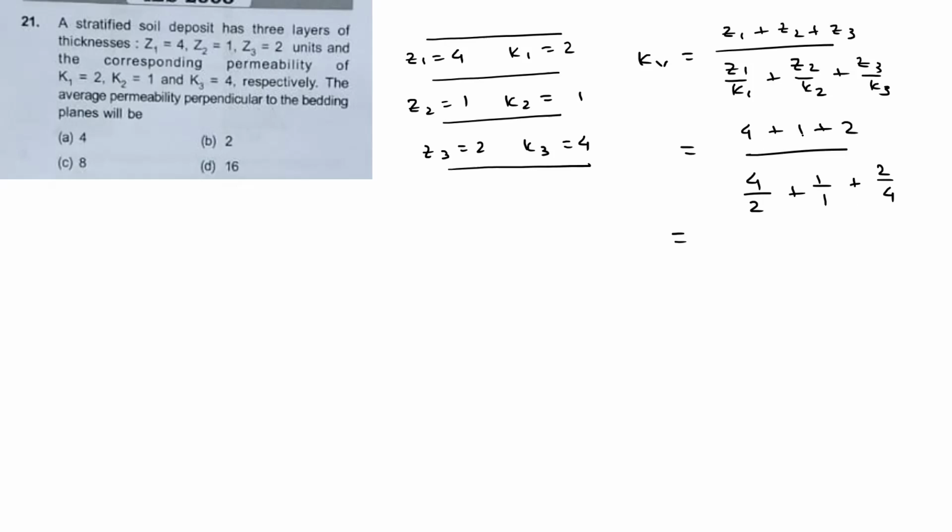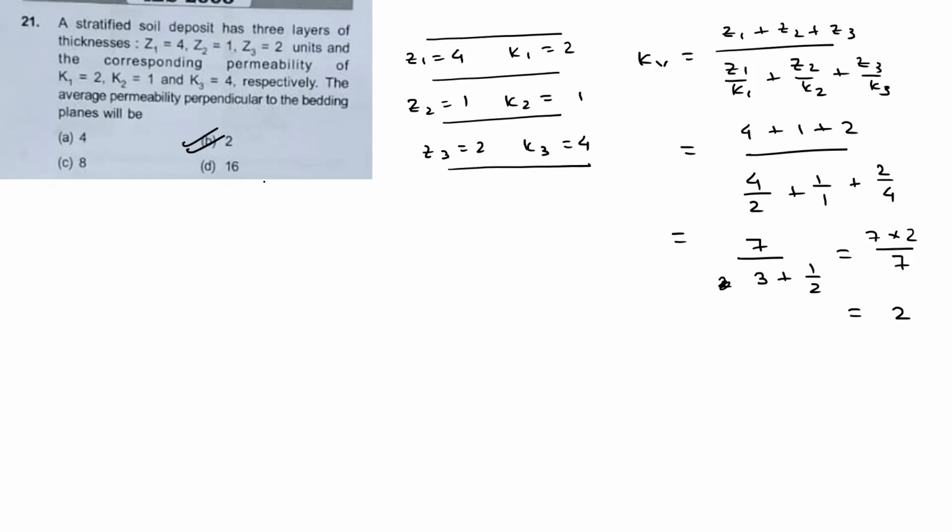So 4 plus 1 plus 2 is 7, divided by 2 plus 1 is 3, plus 1 by 2. So 7 into 2 divided by 7, so this is 2. So option B will be the answer for question number 21.